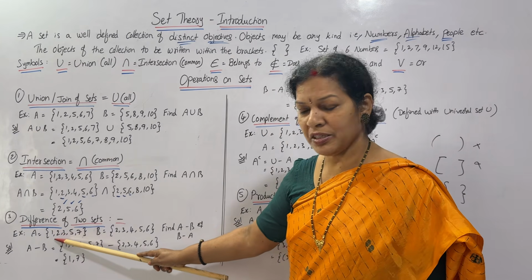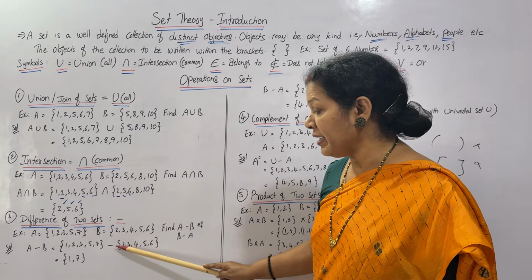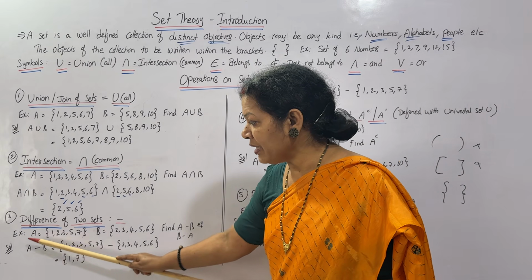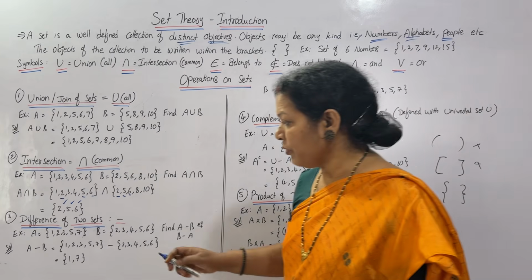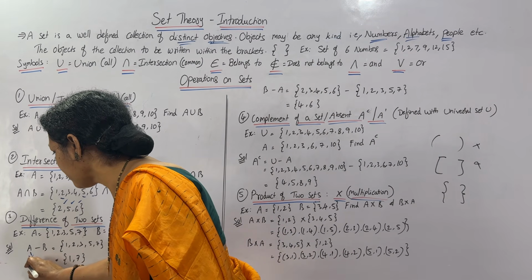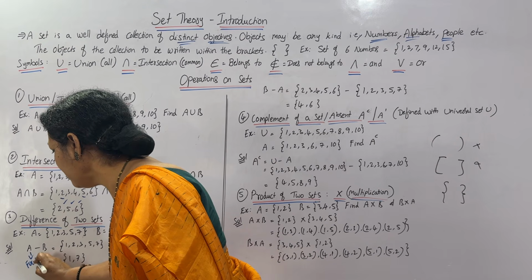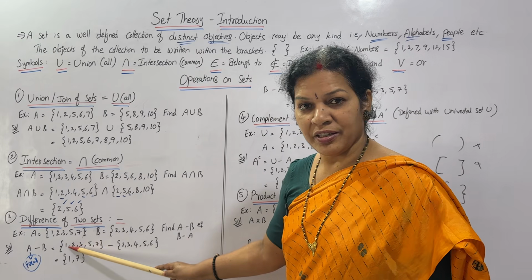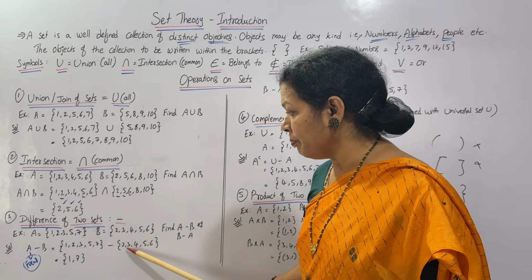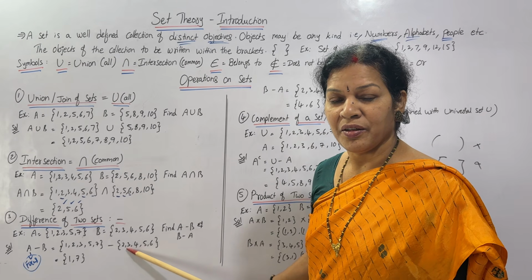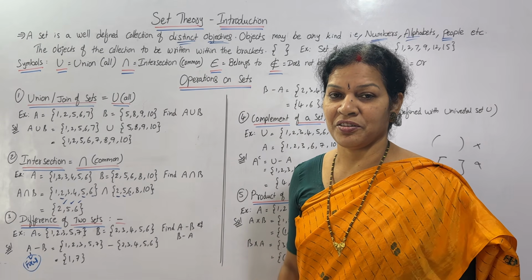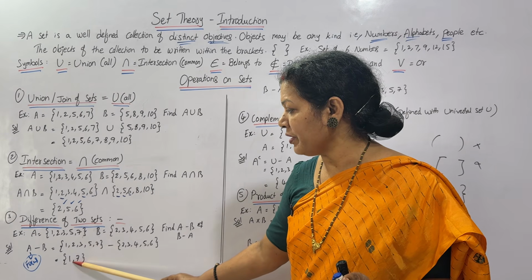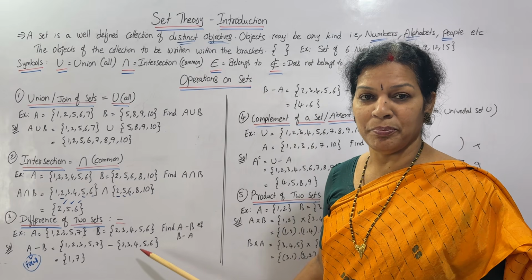A minus B means I write the A elements as they are, minus the B elements. Whenever you say A minus B, you have to focus on A only. Your focus should be on A. Now 1 is there in the A set, but in the B set it is not there. Whenever it is not common, we write it. It is appearing in the A set only. 1 we have written because 1 is not available in the B set.